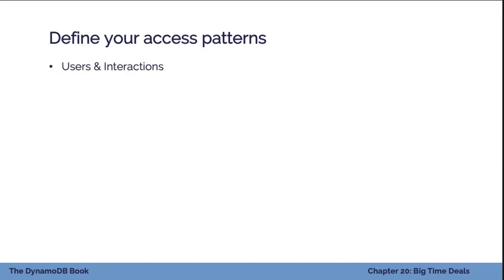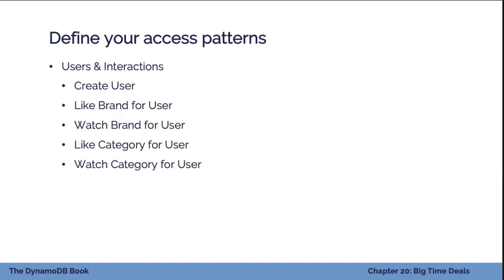All right, so the next group of access patterns are all around users and how users interact with these deal entities. So, we have this create user. When a new user signs up in our application, we'll create that user. And then we have these like and watch interactions that we have where a user can like or watch a brand or like or watch a category.